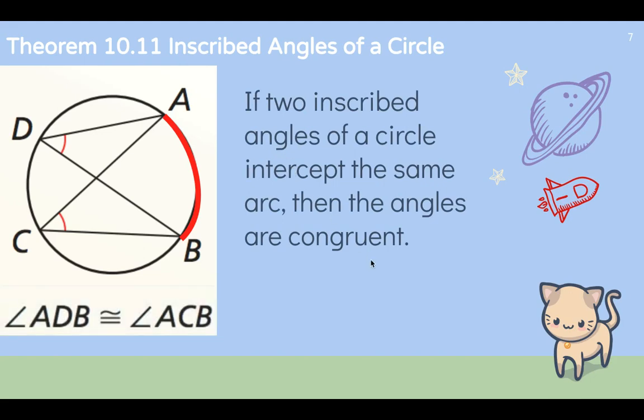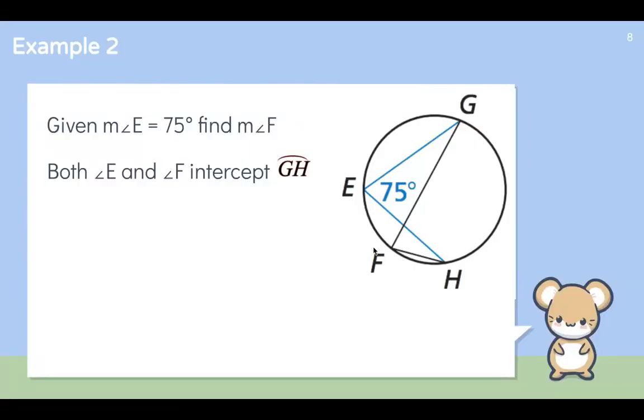So if two inscribed angles of a circle intercept the same arc, then those angles must be congruent. And it doesn't matter if you moved this vertex at C, slid it all the way down here, or all the way up here, as long as it's intercepting the same arc, that angle is going to remain congruent to this other angle.